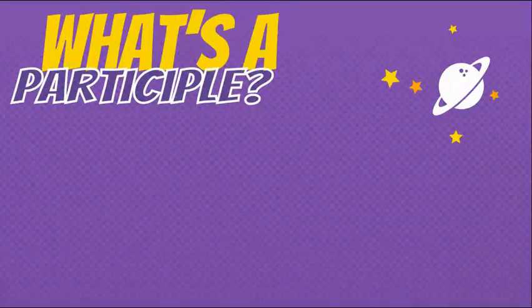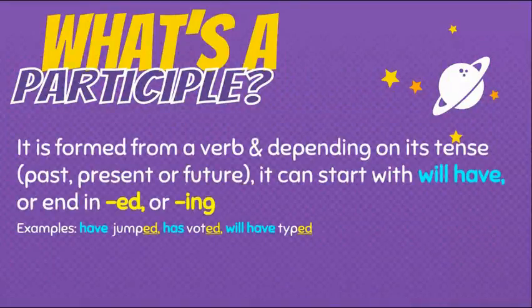What's a participle? Well, a participle is formed from a verb that you saw on the last screen. It is formed from a verb, and depending on its tense, either past, present, or future, it can start with will have or end in ed or ing. So some examples are have jumped, has voted, or will have typed. Notice the verbs jumped, voted, and typed all have their own specific verb inside of them. Jump, vote, type.